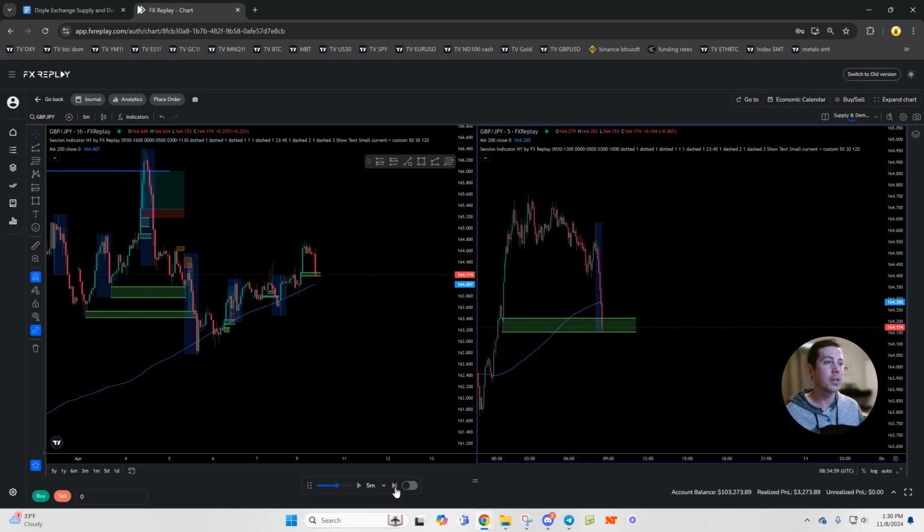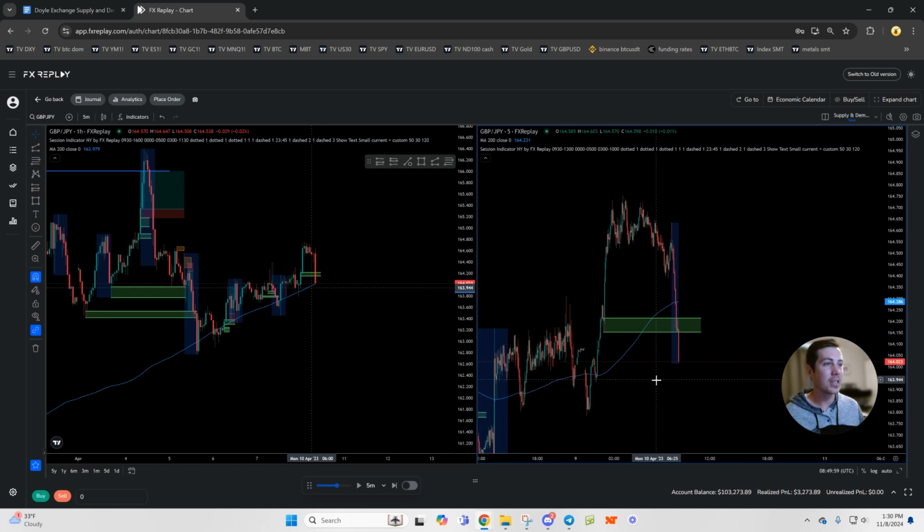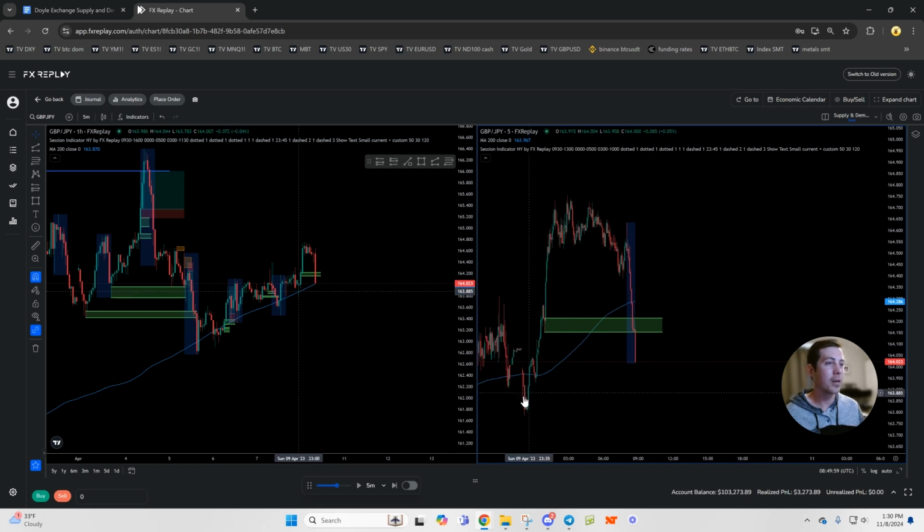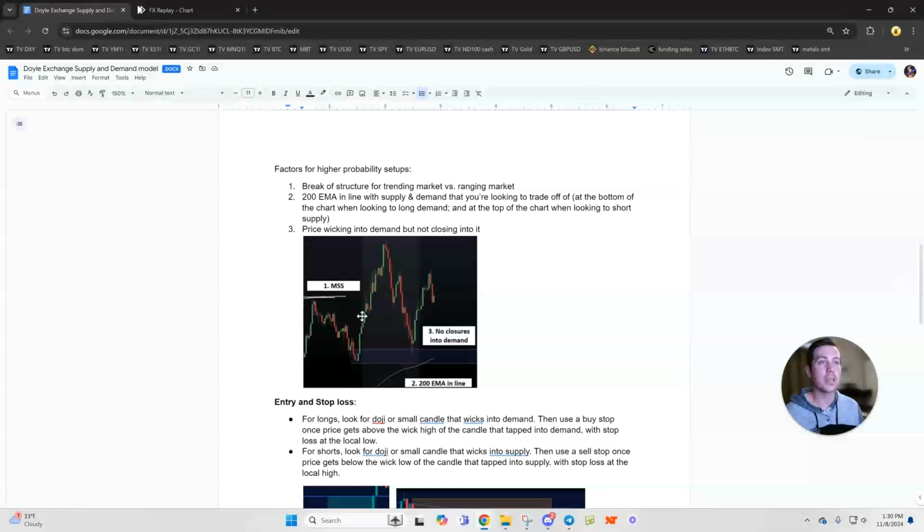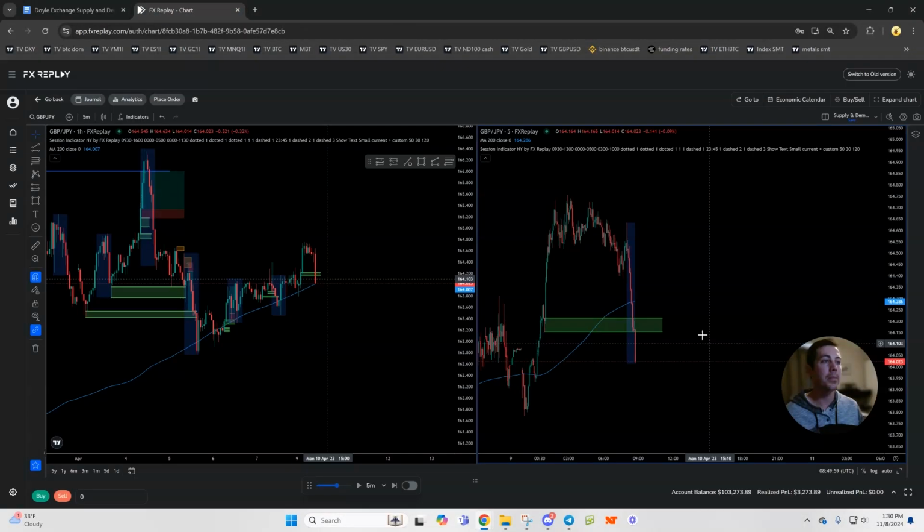All right, we got a closure into it. So right off the bat, I'm not really interested in using this zone. It could hold up at one of these two, but I'm going to try and stick as best as I can to his kind of high probability setups. And so I'm going to avoid these for now. And potentially you could have gotten a short off of one of these supply levels. But again, I'm going to try to be sticking to his rules the best I can. So no trade on this day.